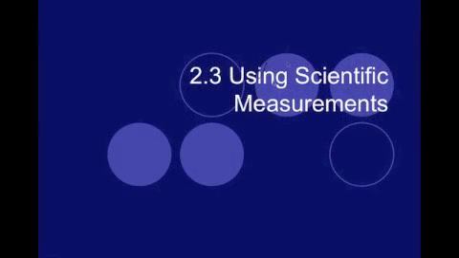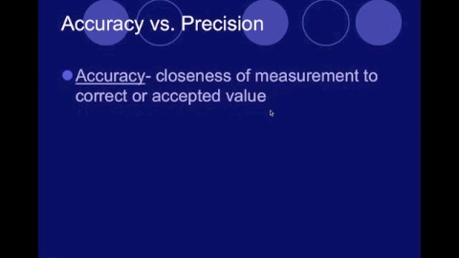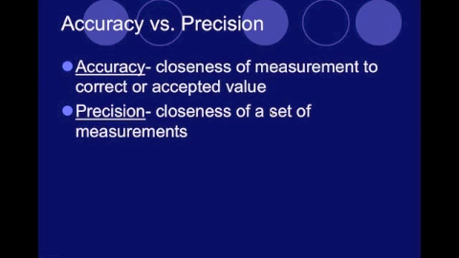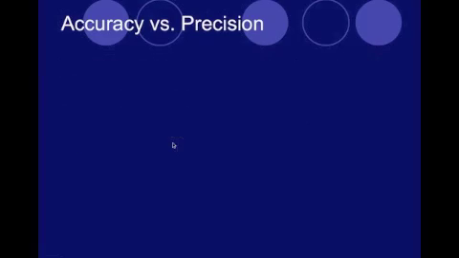Okay, guys, we're going to continue with 2.3, using scientific measurements. Now, accuracy and precision. Accuracy is the closeness of a measurement to the correct or accepted value. Accuracy is getting it right. Precision is the closeness of a set of measurements. This means you're getting around the same answer every time.